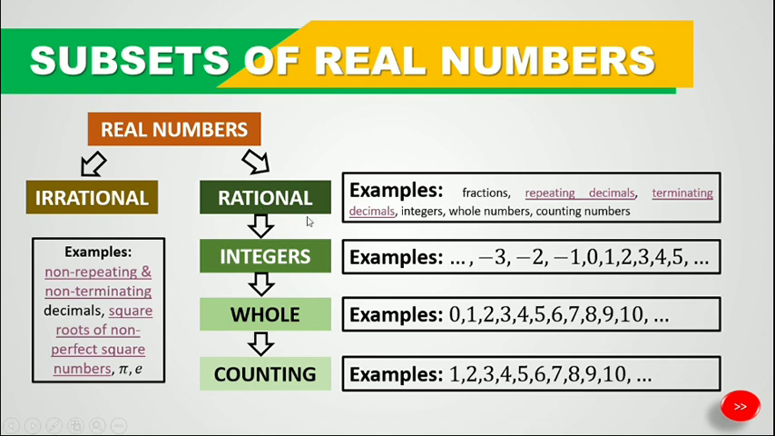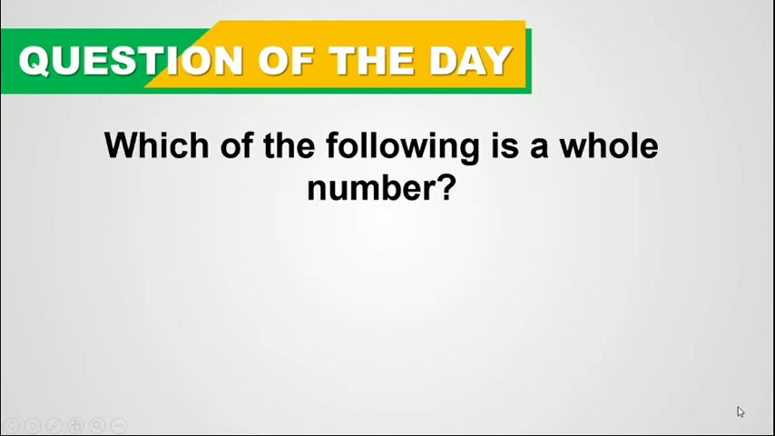Okay? So let's proceed. Now, let's go back to our question. Which of the following is a whole number? Is it A, 0, B, -1, C, square root of 5, or letter D, pi? So the correct answer for this question is, of course, 0. Again, 0 is the starting number under the set of whole numbers.